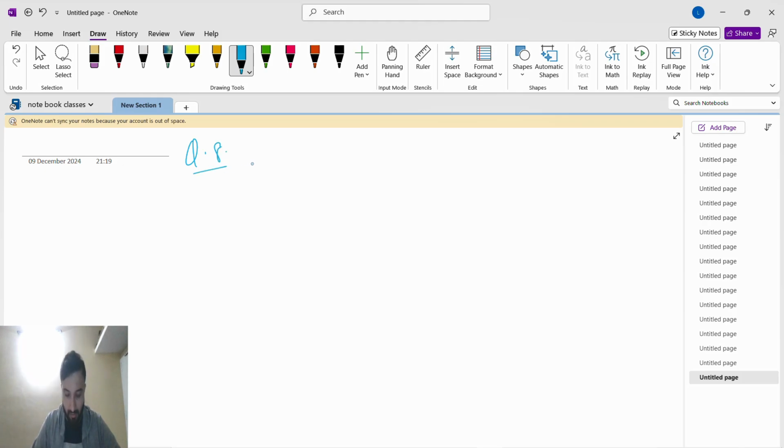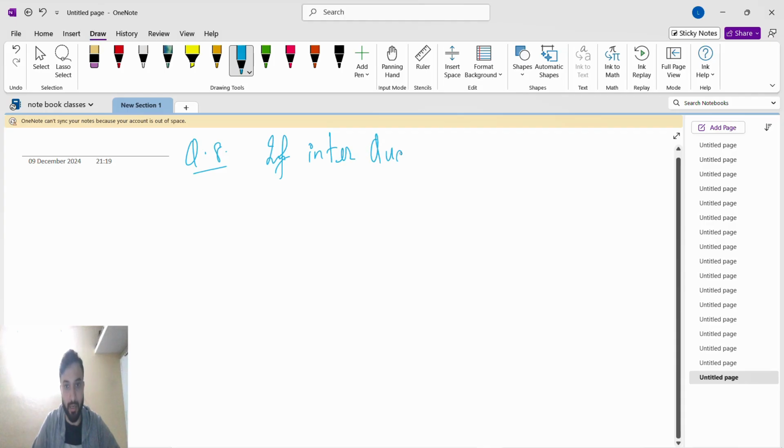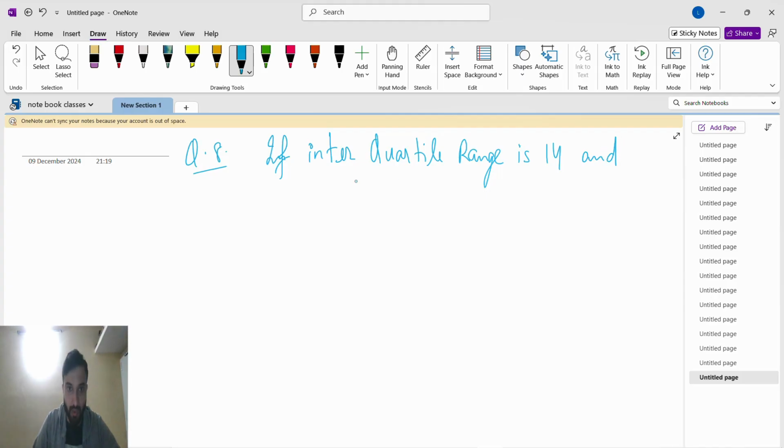The last question is: if the interquartile range is 14 and the lower quartile is 70, find the quartile deviation and its coefficient.